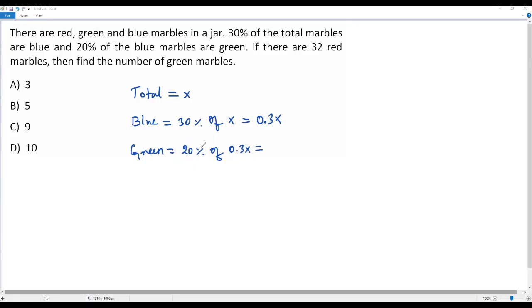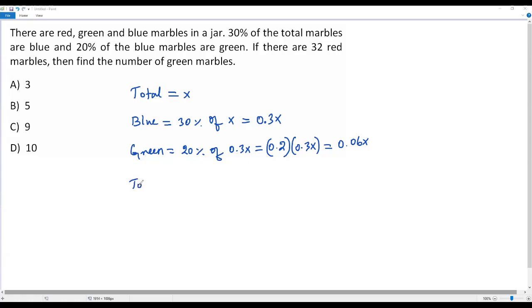Let's do some simplification. We can write this 20% as a decimal. Then I'm getting 0.2, and "of" in mathematics means multiplication. There is 0.2 times 0.3x. When I multiply 0.2 and 0.3, I'm getting 0.06x. Now I got the number of blue marbles in terms of X, it is 0.3x, and the number of green marbles in terms of X, it is 0.06x.